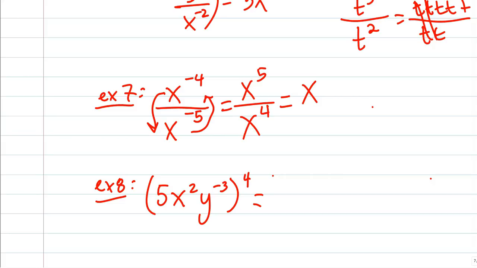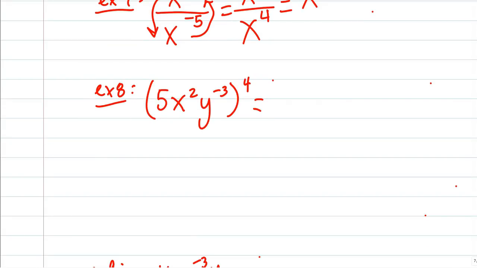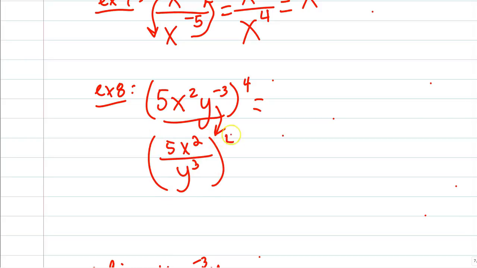5x squared y to the third raised to the negative fourth. You can apply a rule to this. I wouldn't. I would deal with the negative exponent first, which means what would move? It would be the y. So I've got 5x squared over y to the third, all raised to the fourth.